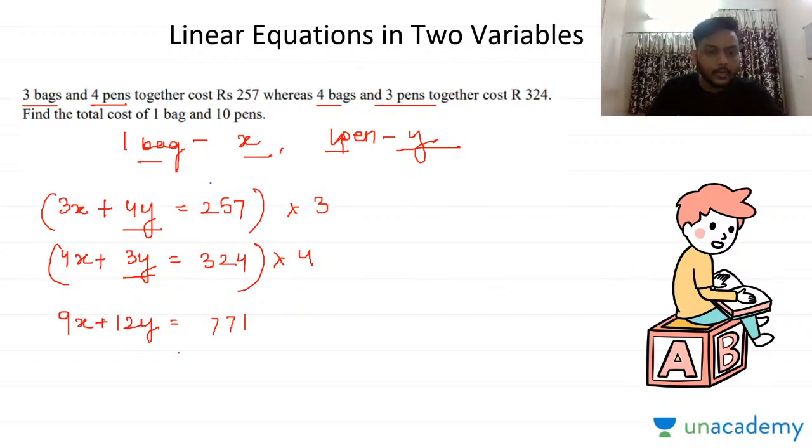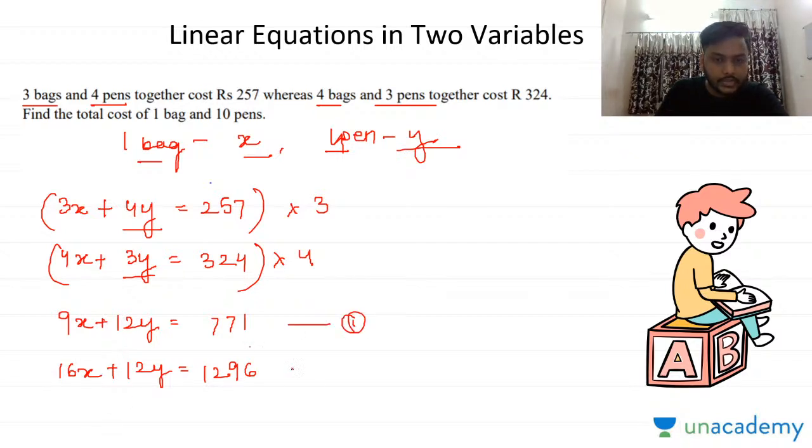Correct? Let's move forward. If I talk about the second equation, when I multiply this by 4, I'll be having 16x plus 12y equal to 324 times 4, which is 1296. This is what you'll be getting. Okay, so let's assume this as your first equation and this as your second equation. Clear? Now you can simply subtract your first equation from the second equation.